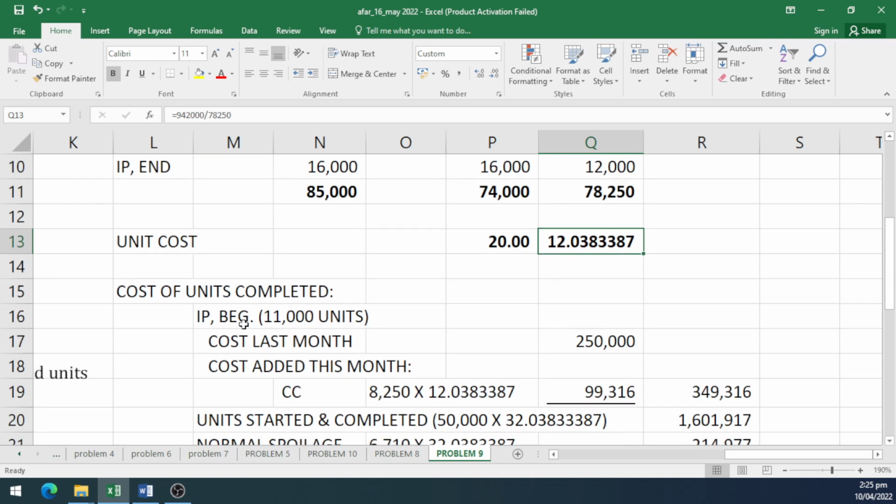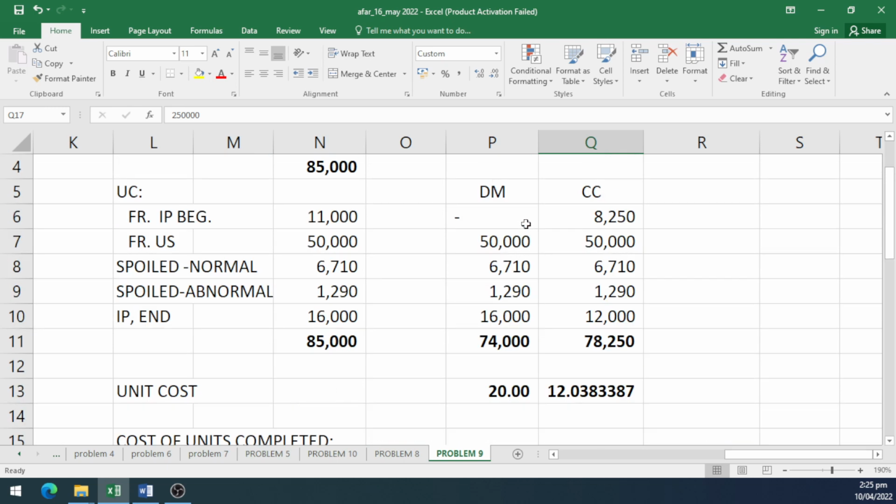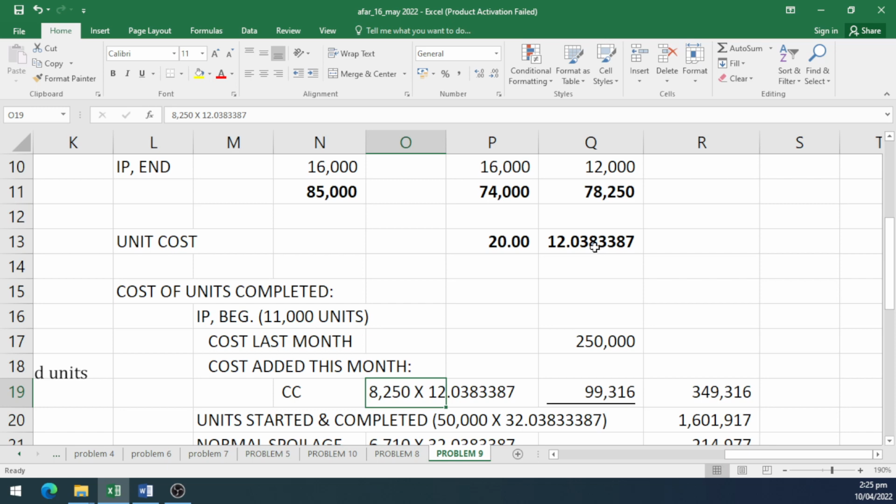We have two components of units completed, right? First, from the beginning IP, 11,000, which has a cost of 250,000 last month. Cost added to that is conversion cost only, notice in this EUP there are no direct materials, 8,250 times the conversion unit cost of 12.03833387. The total cost is 99,316. So we have 349,316 total cost upon completion of the 11,000 units.